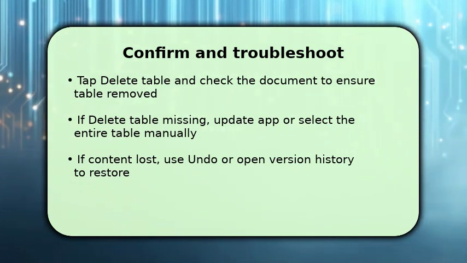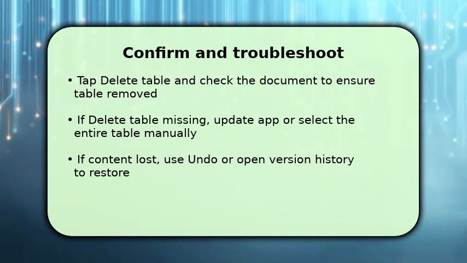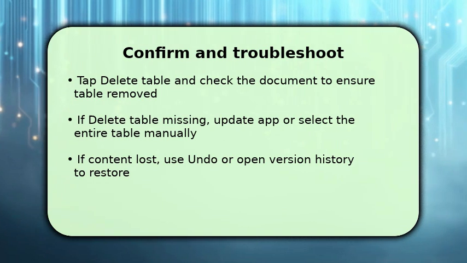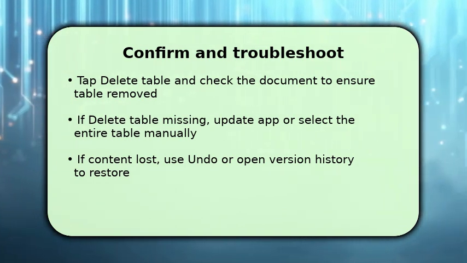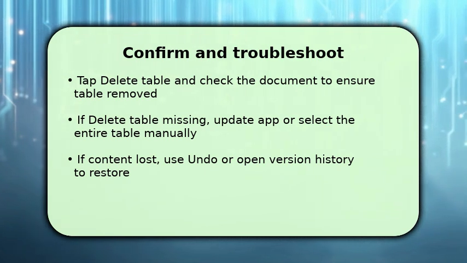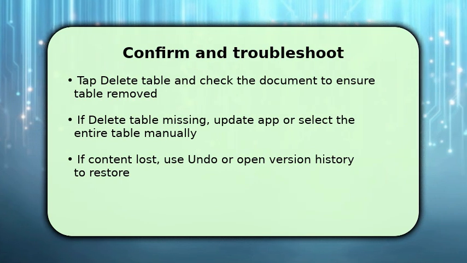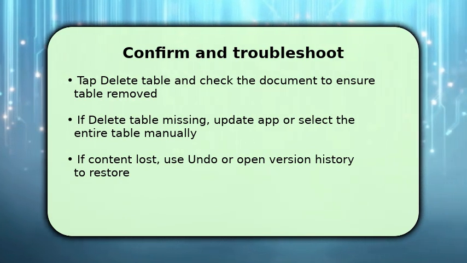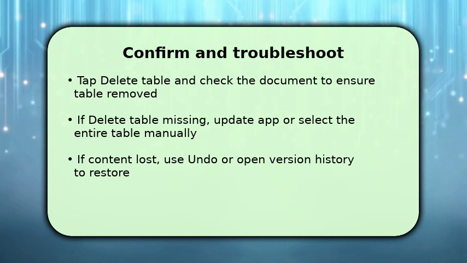If you don't see Delete Table, make sure the app is updated. Alternatively, select the entire table manually by dragging across all cells until the selection covers every cell, then reopen the menu. If something goes wrong, immediately use Undo or Open Version History to restore prior content. That recovers lost text if the deletion removed information inadvertently.